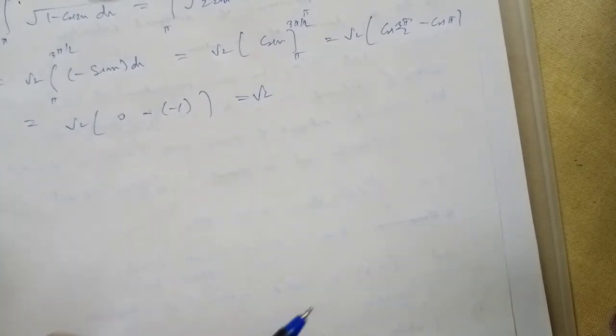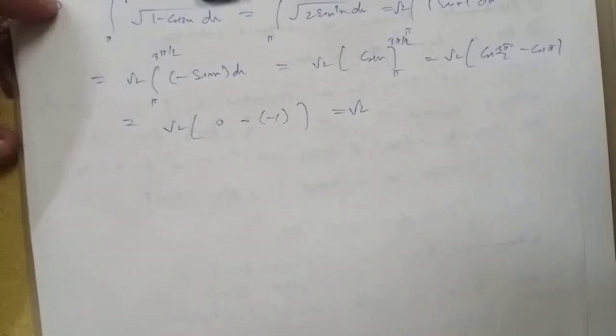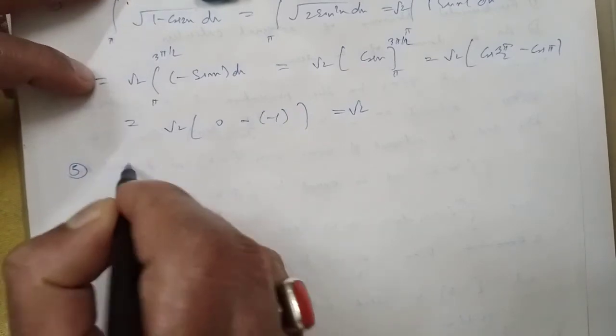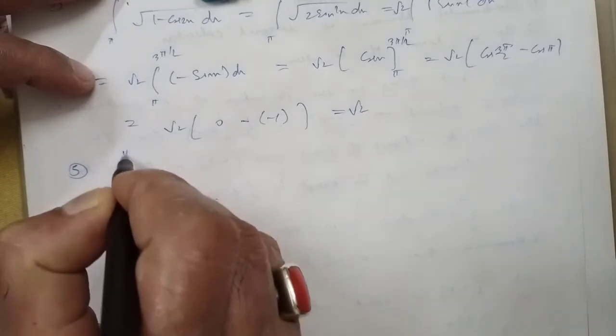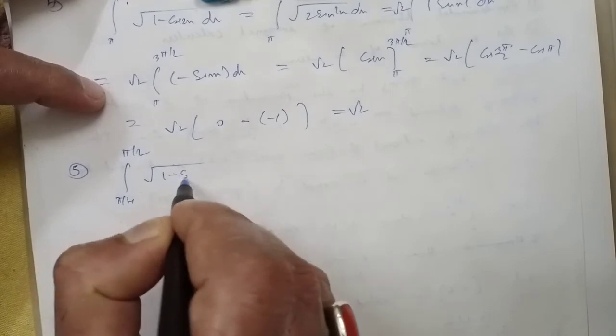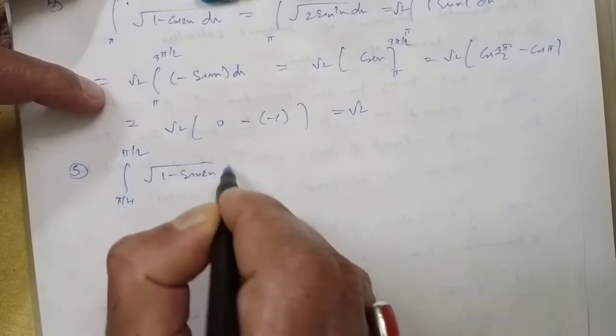Okay, so we have to concentrate on this. Next, let us do problem number 5. Integration from pi by 4 to pi by 2 of under root 1 minus sin 2x dx.